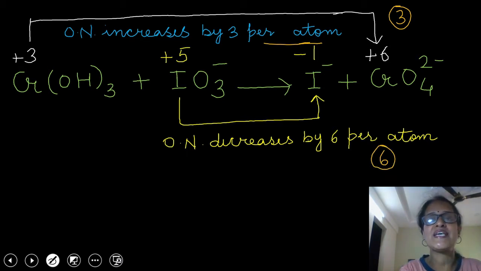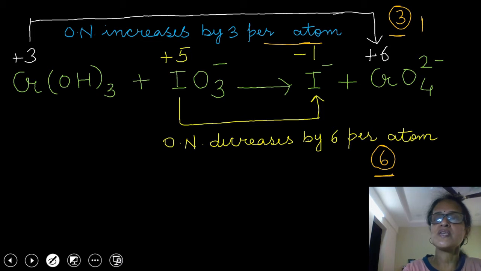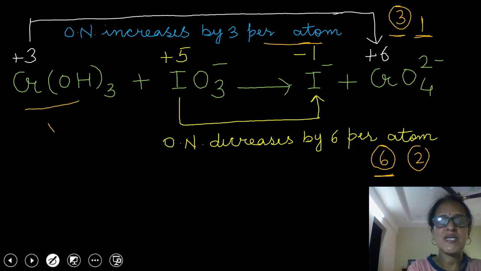Now in the next step, we have to equate this increase in oxidation number with a decrease in oxidation number by multiplying oxidizing and reducing agents with a suitable number. So what is that suitable number? For finding the suitable number, I am just simplifying these numbers 3 and 6 to the simplest ratio. So 3 and 6 on simplification will be changed into 1 and 2. So the chromium trihydroxide we will multiply by 2 and iodate ion we will multiply by 1. So this I am going to show you in the next step.